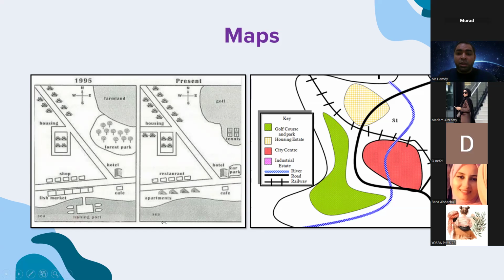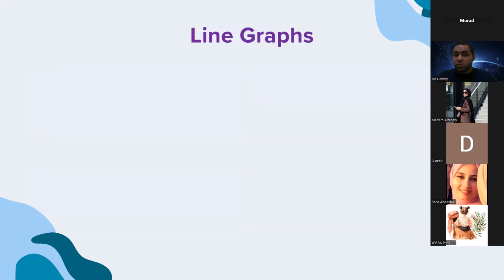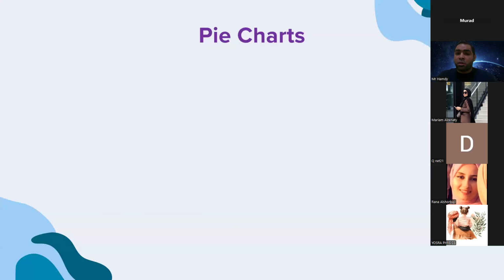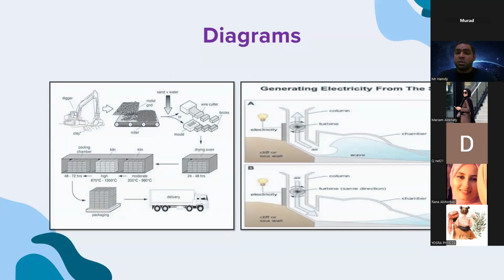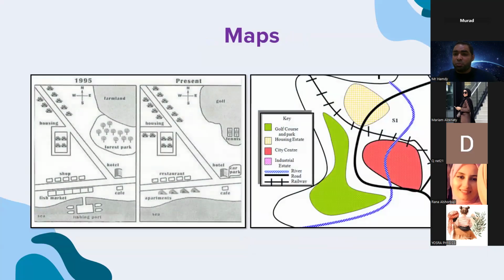And the second one we have here, we have the key, and the key is the main thing to describe the picture, to speak about the green part or the yellow, housing, static. So these are the types of maps. Let's mention them again. We started with the line graphs, then we moved to the bar graphs, then the pie charts, diagrams, tables, and we ended with the maps.